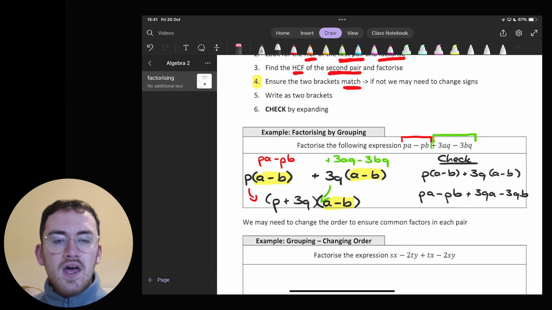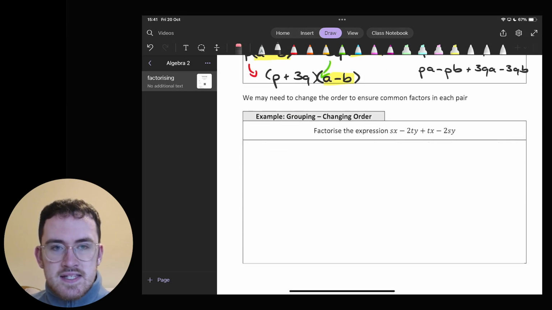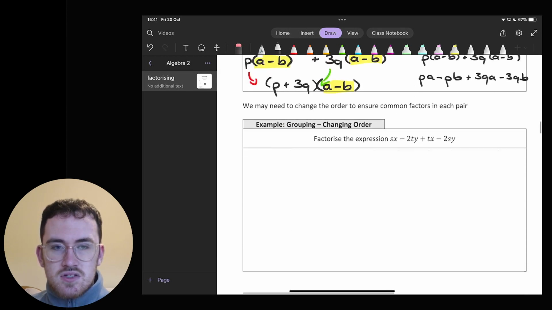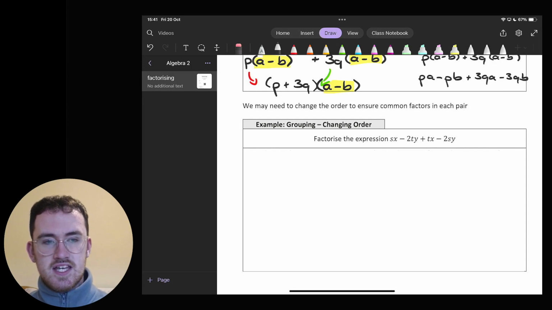If we look now at another example for grouping, in this example I'm highlighting a possible change that could happen, where we may need to change the order to ensure common factors in each pair.